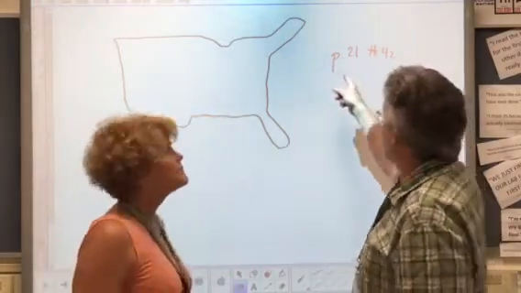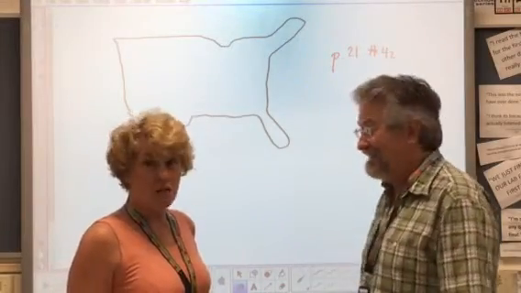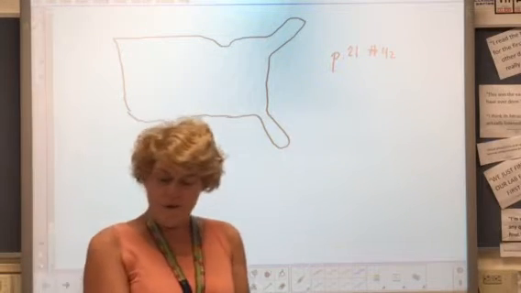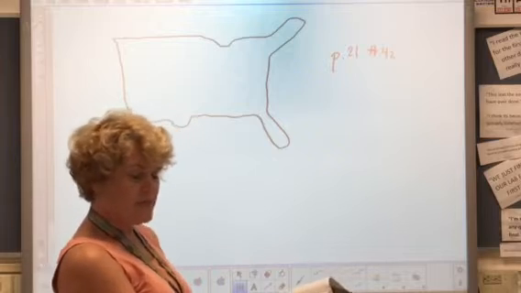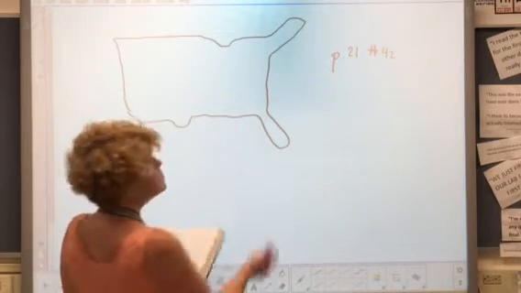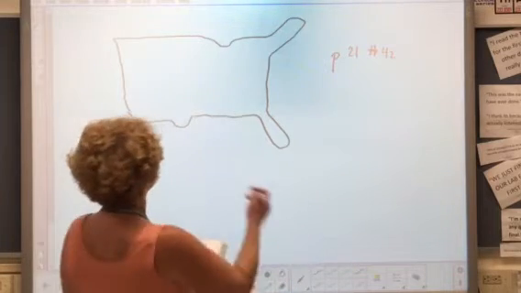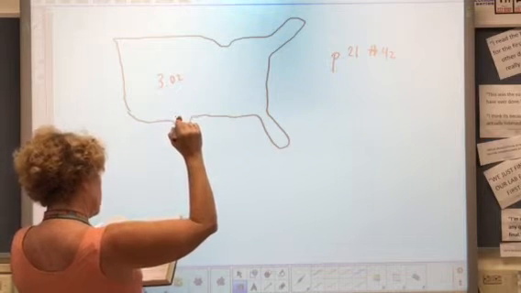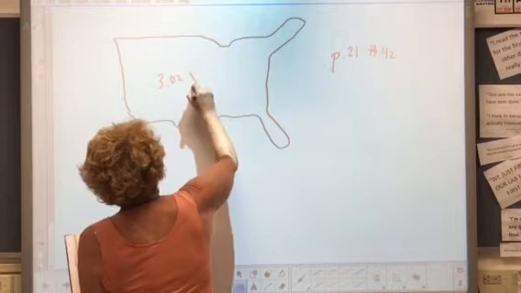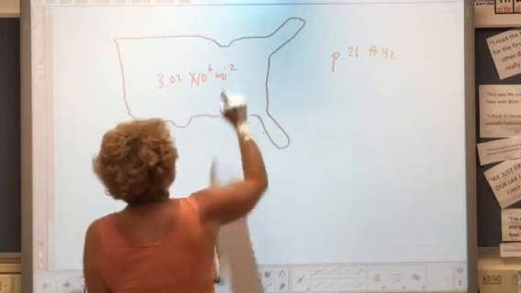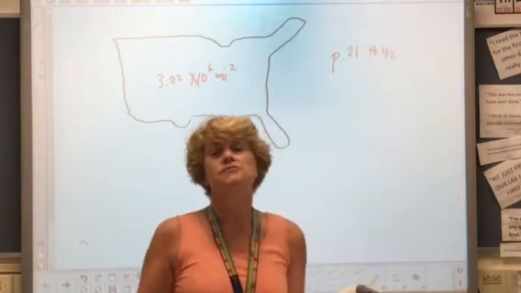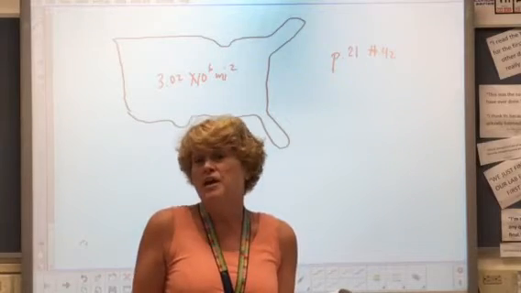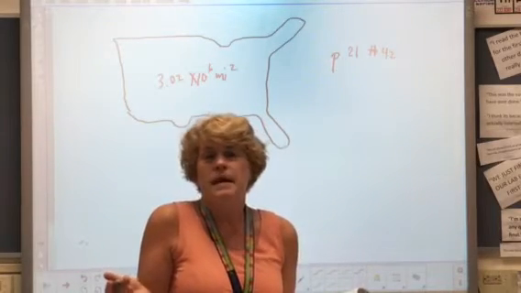Why don't we do page 21, number 42? Okay, let's start with that. So here's the problem. The problem reads, the area of the 48 contiguous states is 3.02 times 10 to the 6 miles squared. So Mr. Lucy already drew a fabulous outline of the United States. So let's just fill in some information here. It's 3.02 times 10 to the 6th miles squared. I'm going to attempt to just do the problem, and Mr. Lucy is really going to decode it and go over the important information that you'll need when a test, a quiz, or any type of performance assessment is before you.